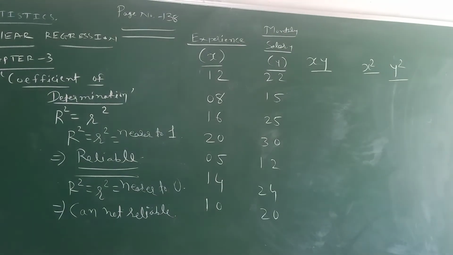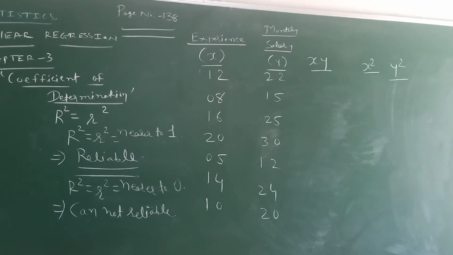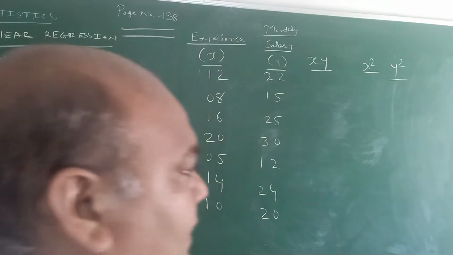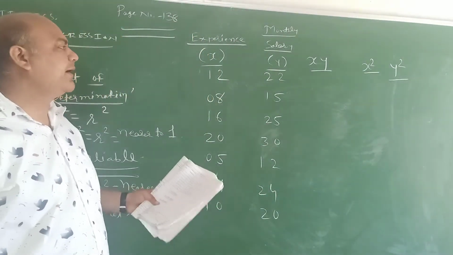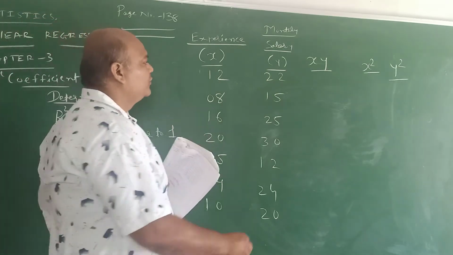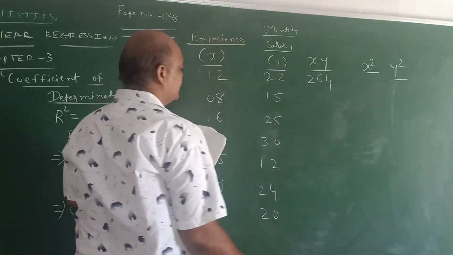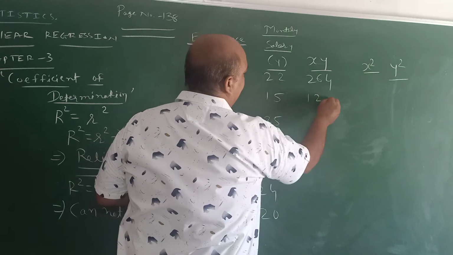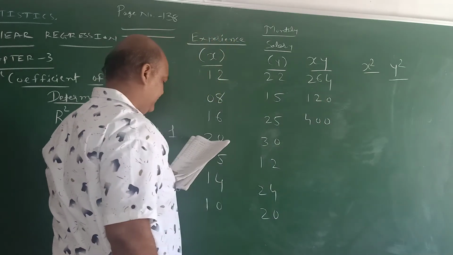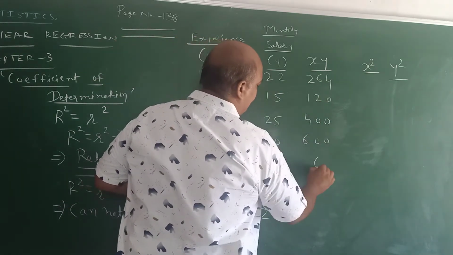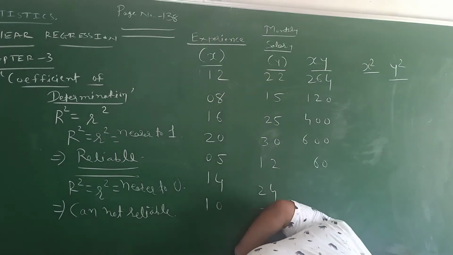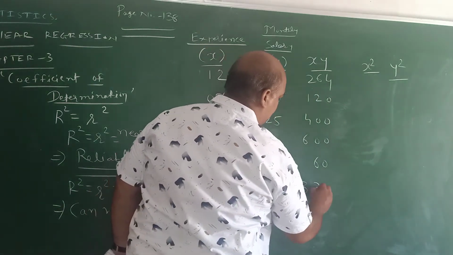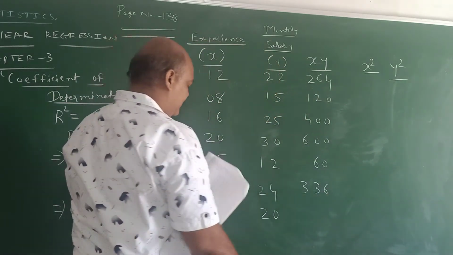Three additional columns we prepare here: xy, x square and y square. xy means multiplication of both columns x and y. 12 into 22, 264, 120, 400, 600, 60, it is 336 and 200.